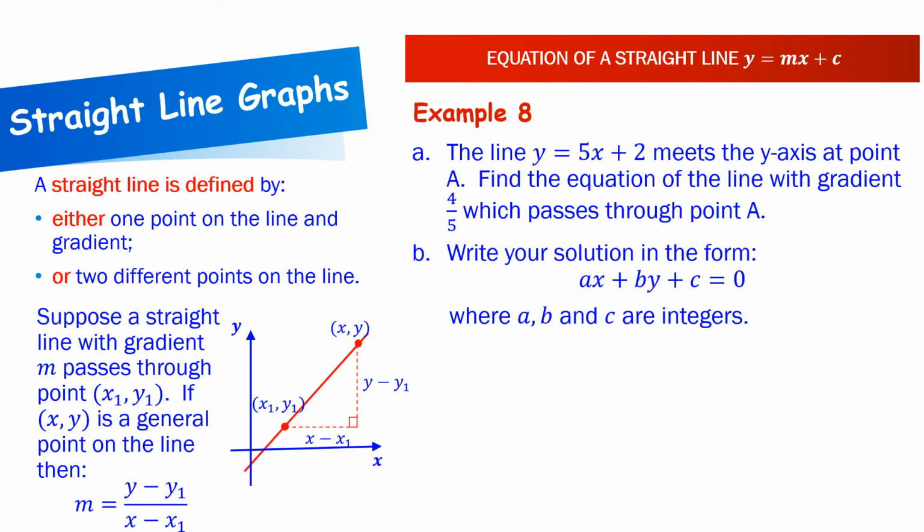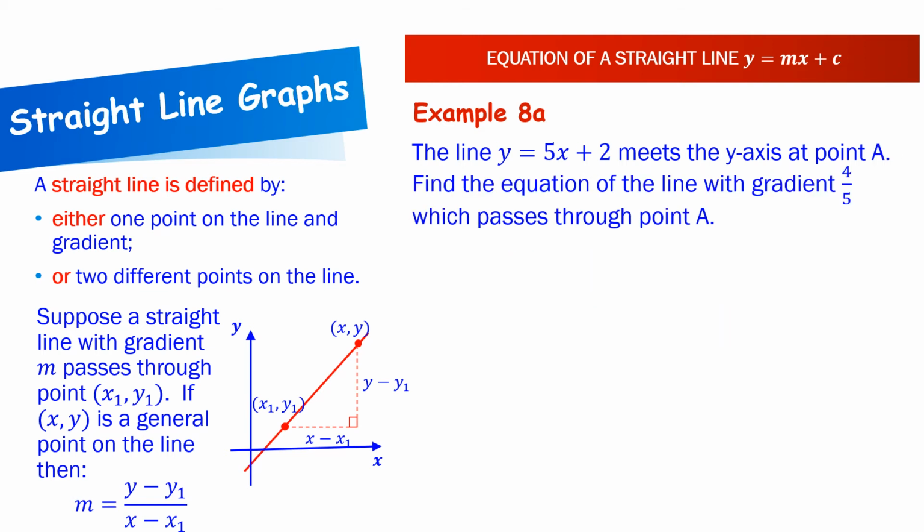Let's take a look at another example to illustrate this theory. The line y equals 5x plus 2 meets the y-axis at point A. Find the equation of the line with gradient 4/5 which passes through point A. Write your solution in the form ax plus by plus c equals 0, where a, b and c are integers.